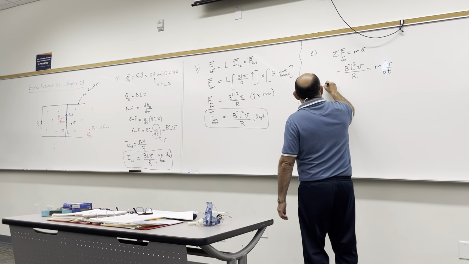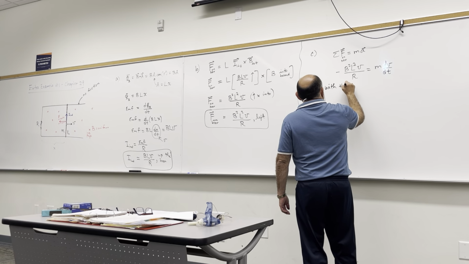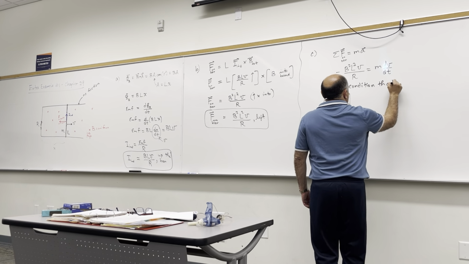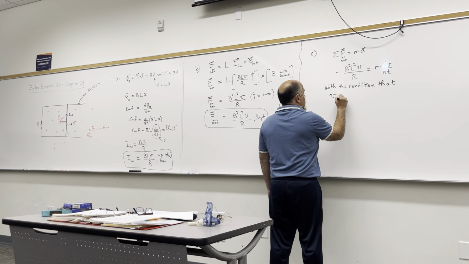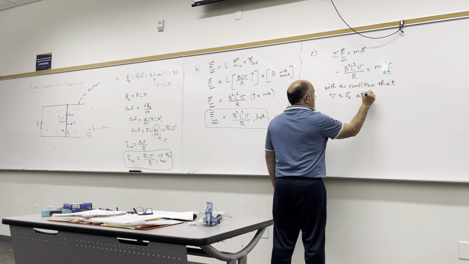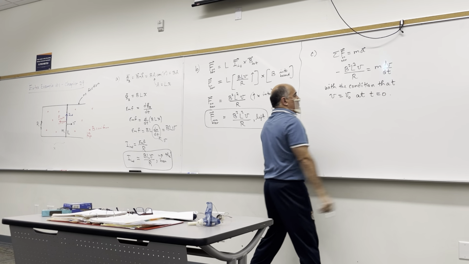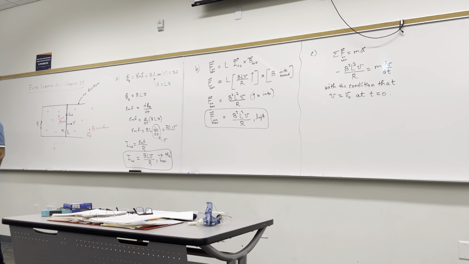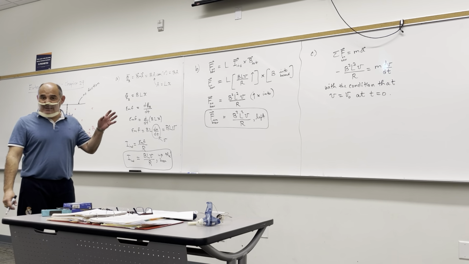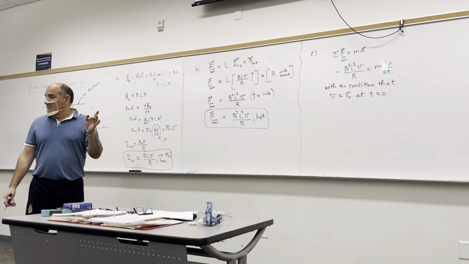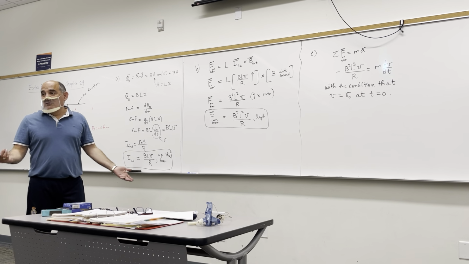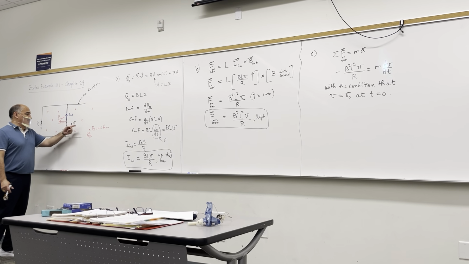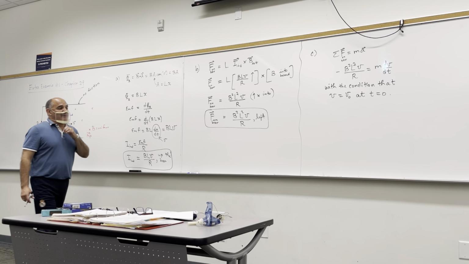With the condition that v equals v naught at t equals 0. That's the condition we're given. So I have to solve that equation. Are we okay so far? Yeah, there's only one force acting, and it's this force. I'm going to make to the right positive, so the force to the left is negative.